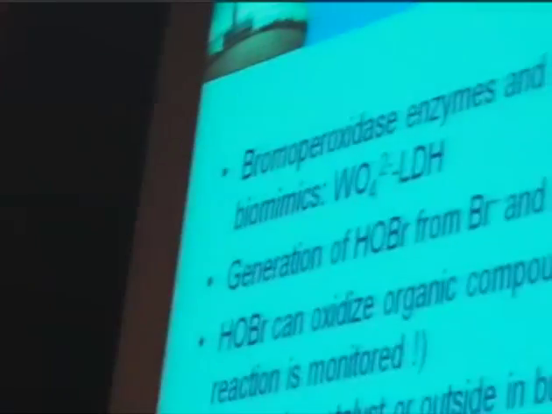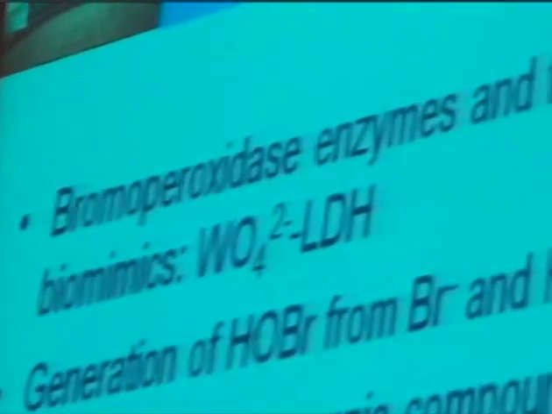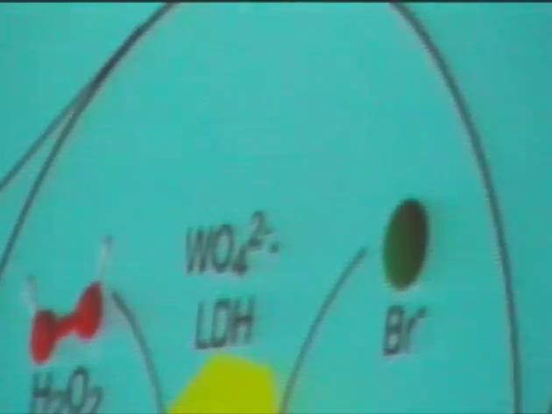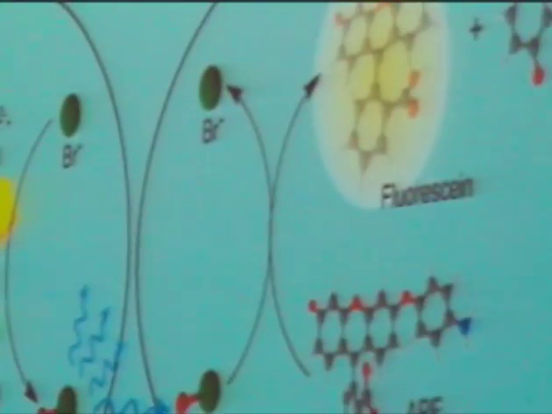Okay, so let's move on to the first example. We have studied alloperoxidase reactions. And we studied in particular two types of catalysts, being a bromoperoxidase enzyme, a naturally occurring enzyme, but we also studied its inorganic biomimic, and that's a tungstate exchanged layered double hydroxide crystal. So this crystal has similar catalytic properties as the bromoperoxidase enzyme. What do these catalysts do? Well, from hydrogen peroxide and bromide salts, they generate very reactive hypobromide.